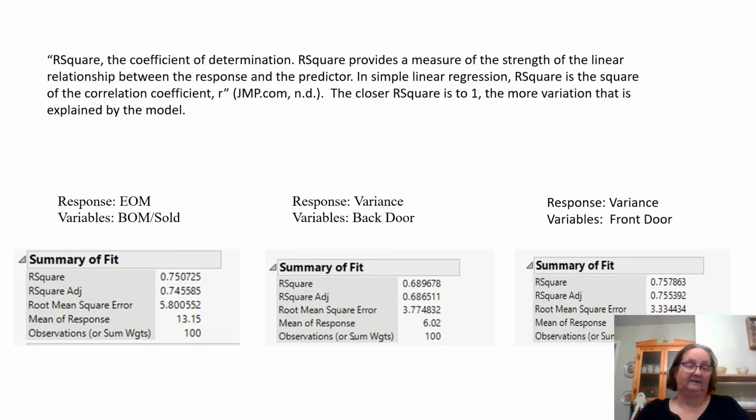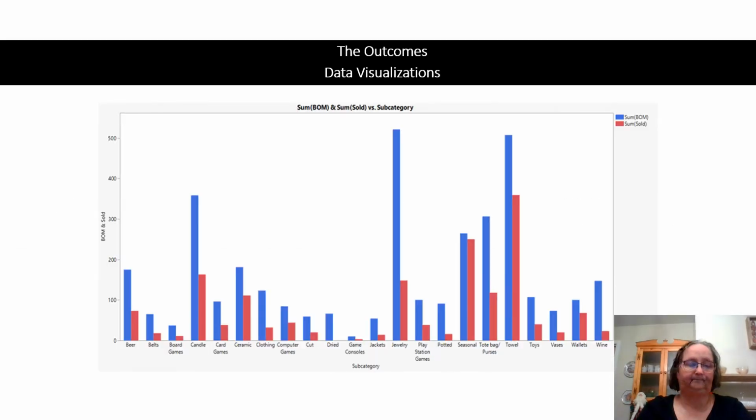Looking at the response variance of the variable backdoor, R squared is 68.9678% of the variation of the response. Variance is explained by the variable backdoor. Next, looking at the response variance of the variable front door, it shows that 75.7863% of the variation of the response variance is explained by the variable front door.